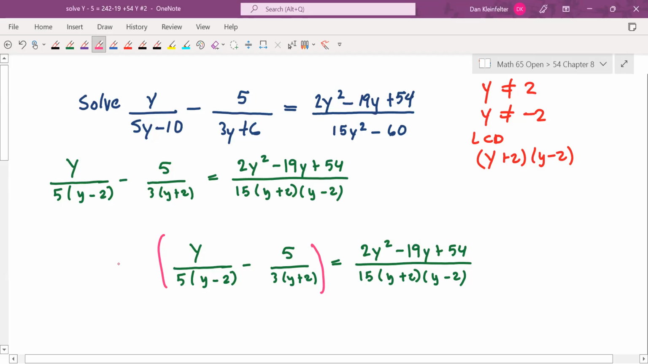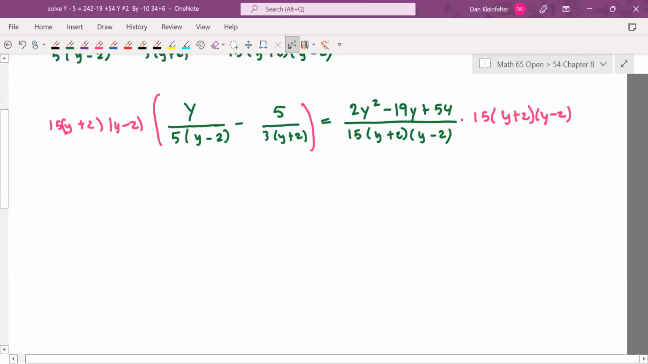And also, I forgot the 15. We need the 15 in there too. Okay, it'll be 15 times y plus 2, y minus 2 on both sides. And once again, I realize that that's big looking, but it's going to get smaller here in just a moment.